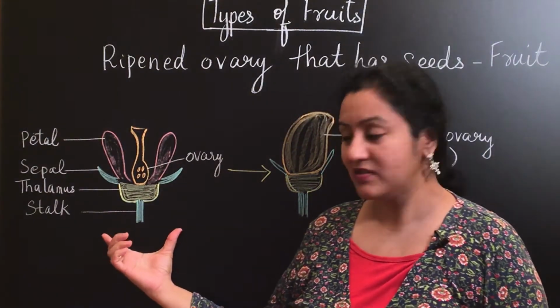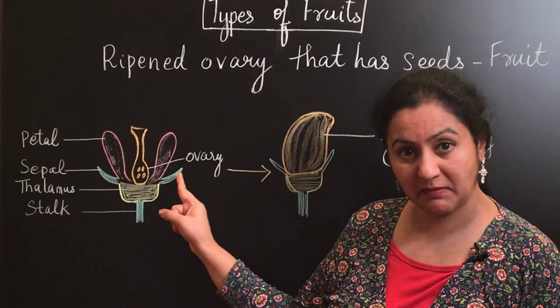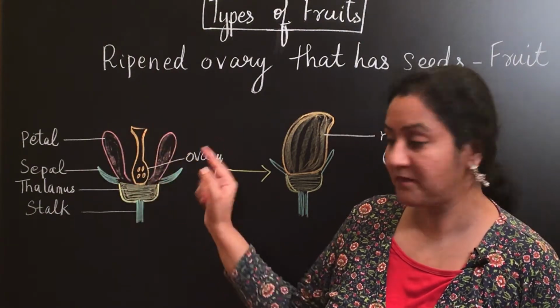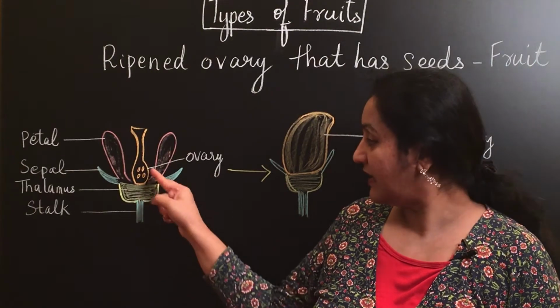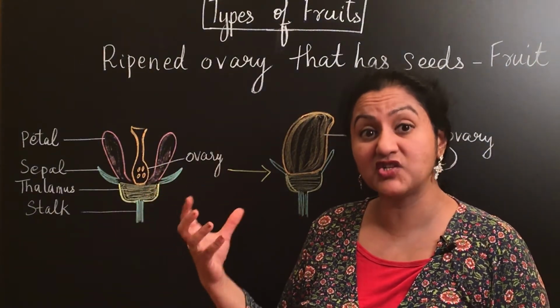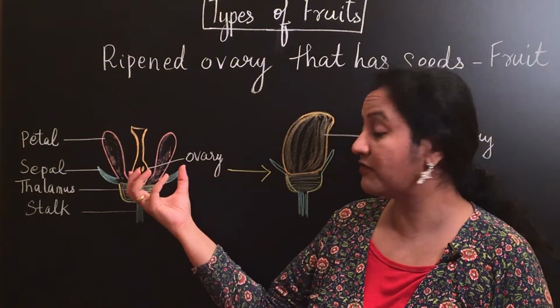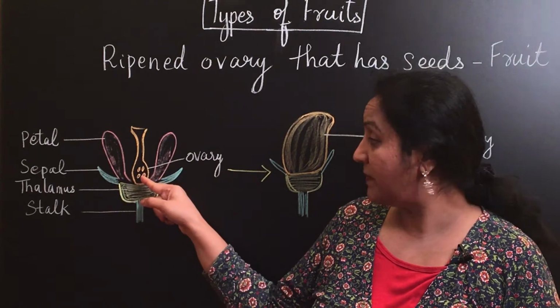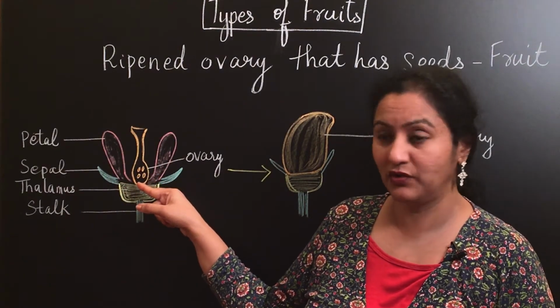As you all know, this is how a flower looks, isn't it? There is a stalk, there is a thalamus, sepal, petal, and a pistil here. Once the flower has undergone fertilization, the wall of the ovary ripens. They become juicy, fleshy, and most of the time they add a lot of sugars to the flesh of the ovary, and we'll be having seeds inside. What are seeds? Seeds are the fertilized ovules.